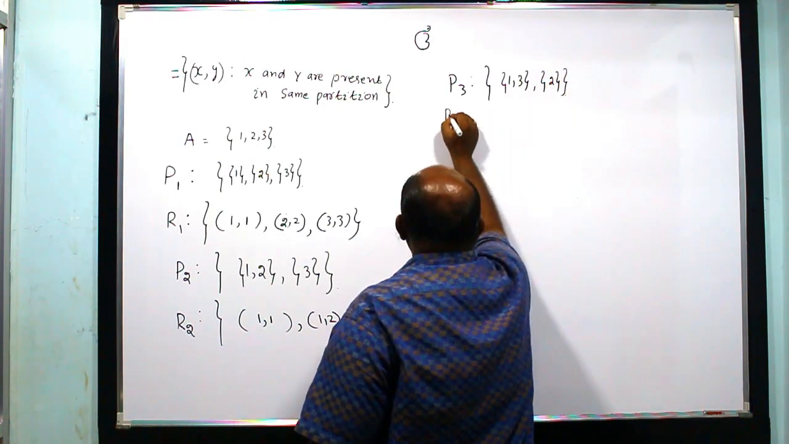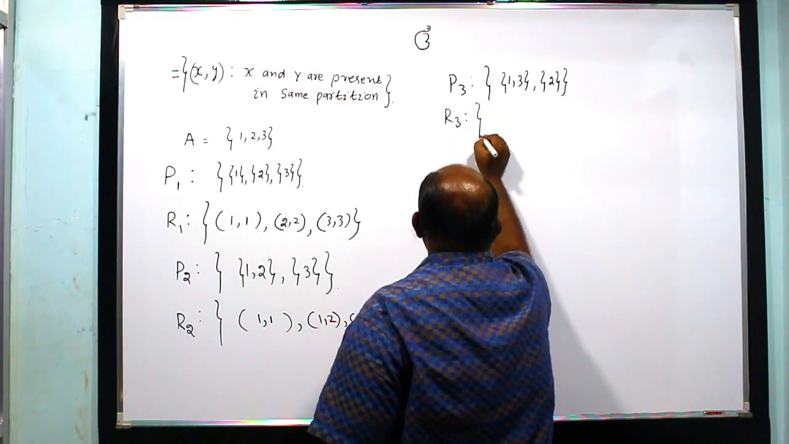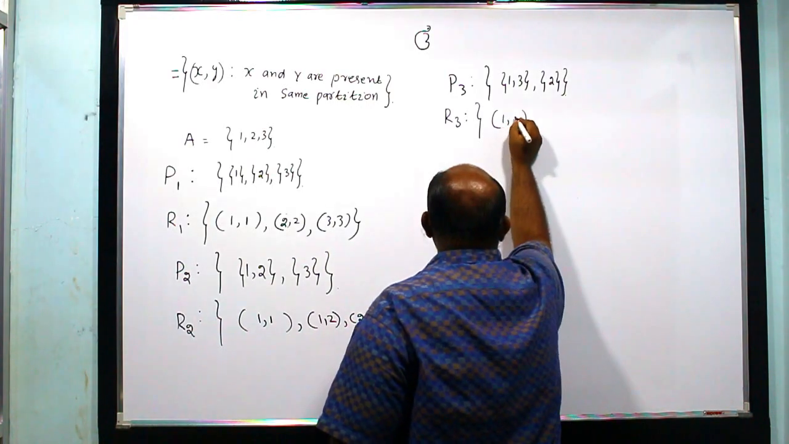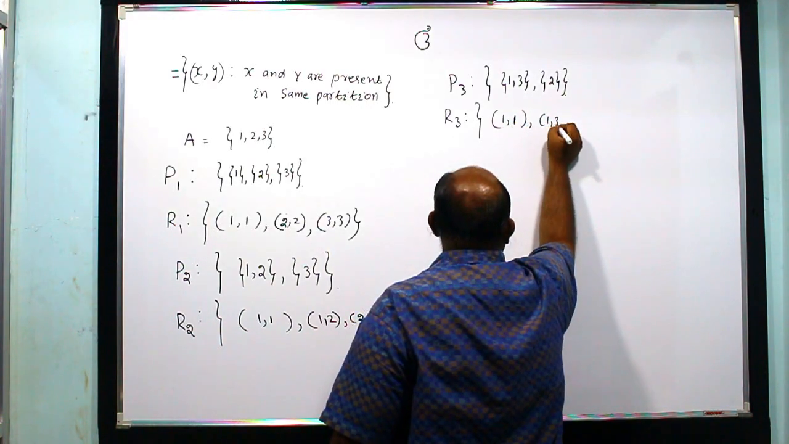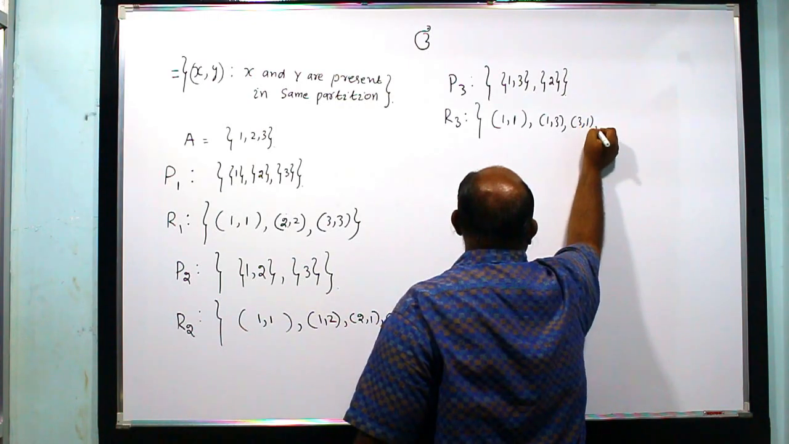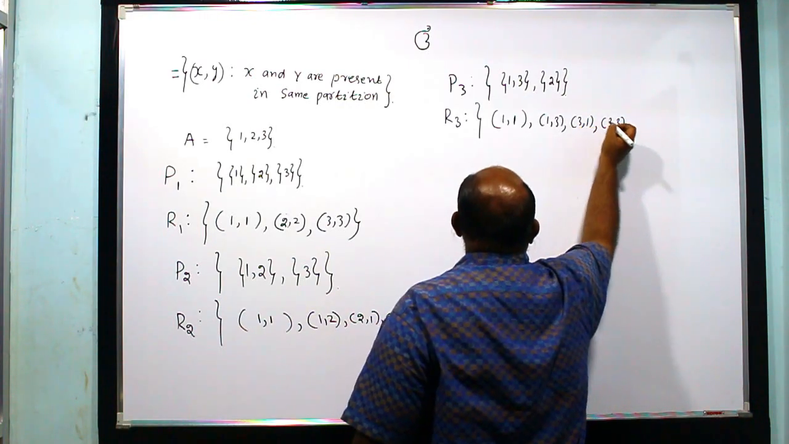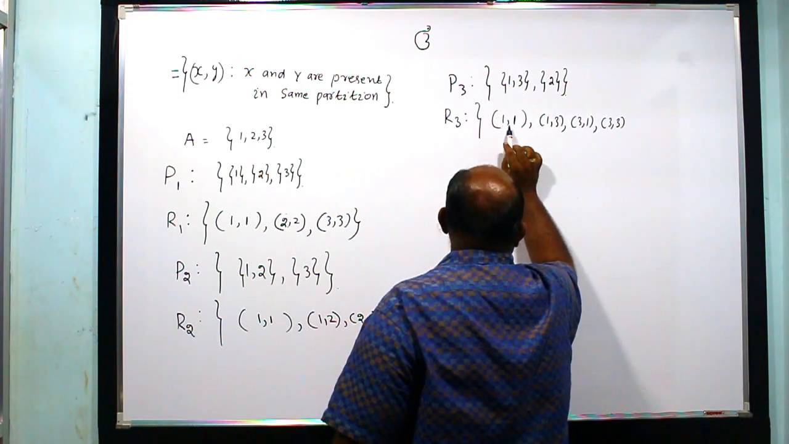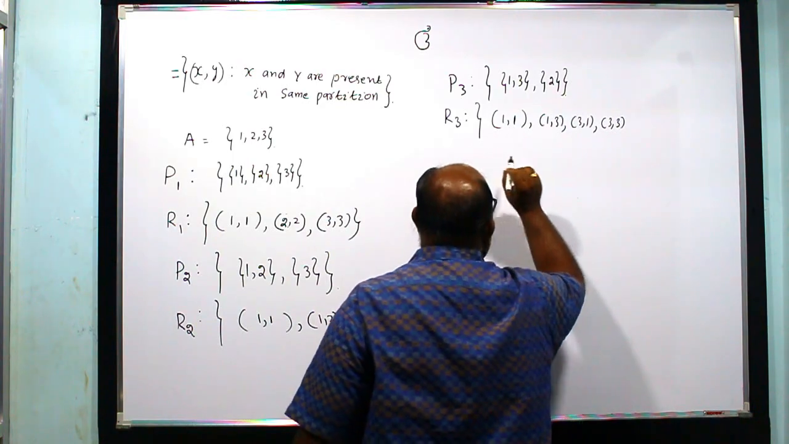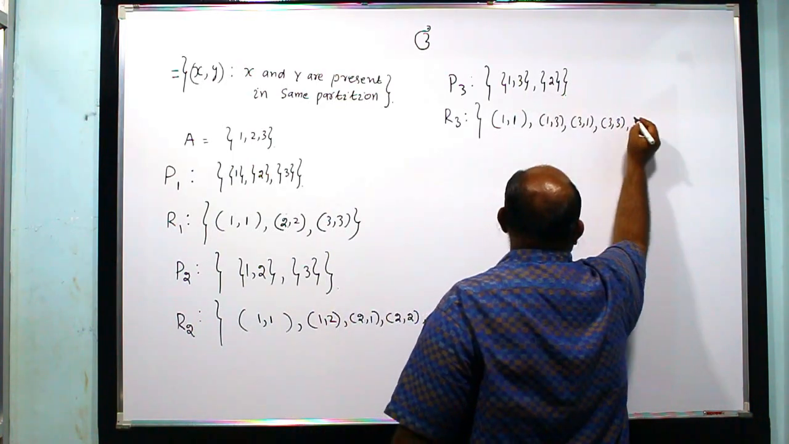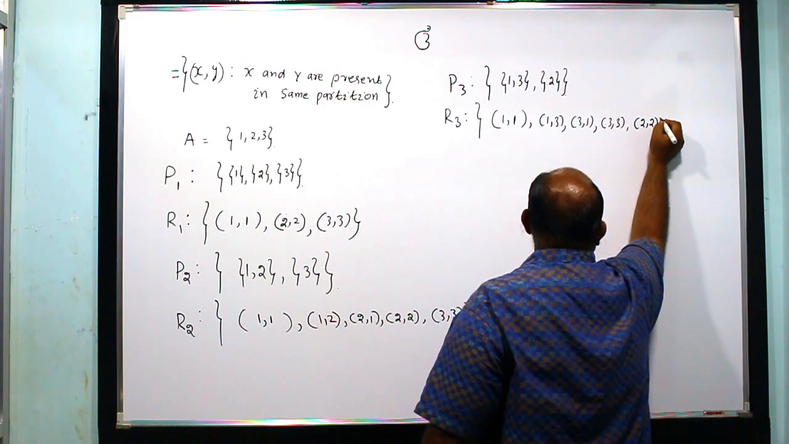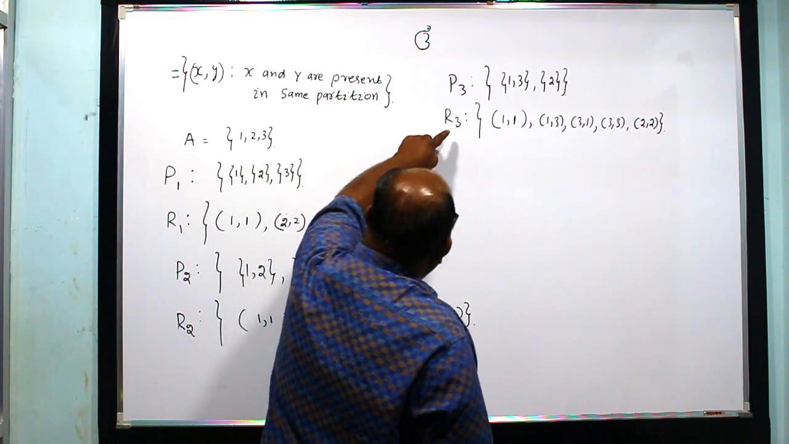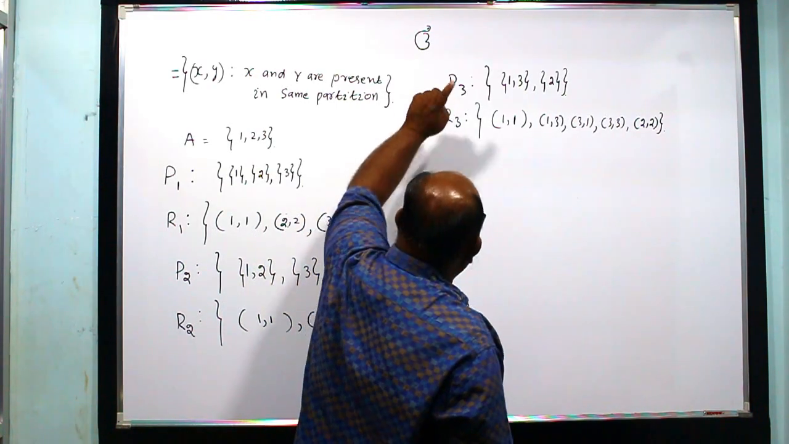So what is the relation induced from this partition set? Ordered pairs xy such that they are present in the same partition. So I can write (1,1), (1,3), (3,1), (3,3). Remember here, if a partition contains 2 elements, then 4 ordered pairs are possible. If a partition contains 1 element, then 1 ordered pair is possible. So this is the binary relation induced for partition 3.